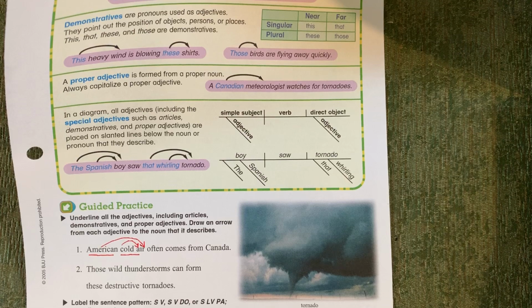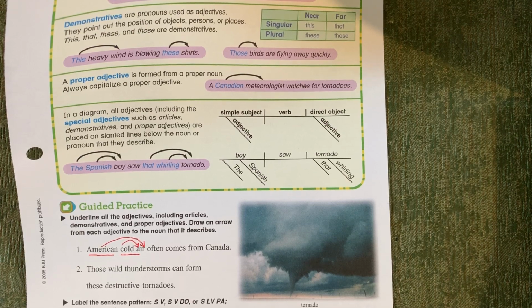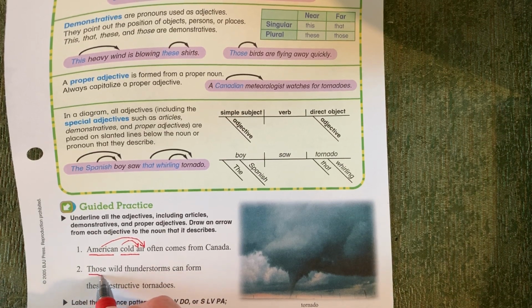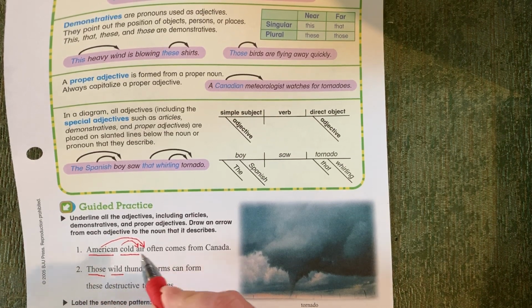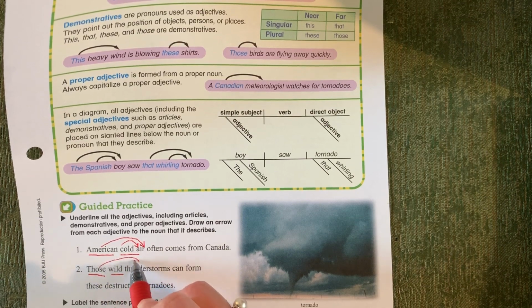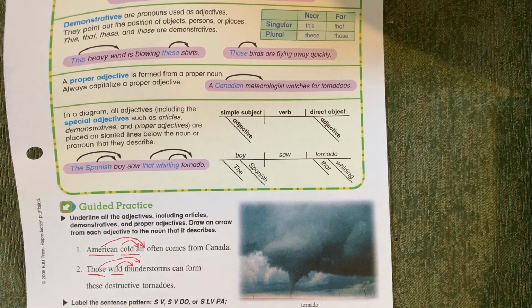Okay, let's look at number 2. Those wild thunderstorms can form these destructive tornadoes. Okay, so again, let's look for nouns. We see the word thunderstorms, and that happens to be the subject of our sentence. What is our sentence about? It's about thunderstorms. Is there anything describing thunderstorms? Okay, you're right. Those thunderstorms and wild thunderstorms. So we're going to underline those and draw arrows to the word that they describe.